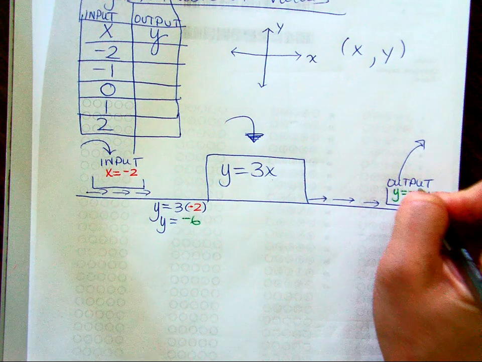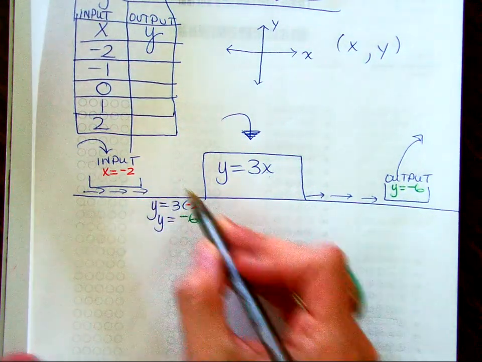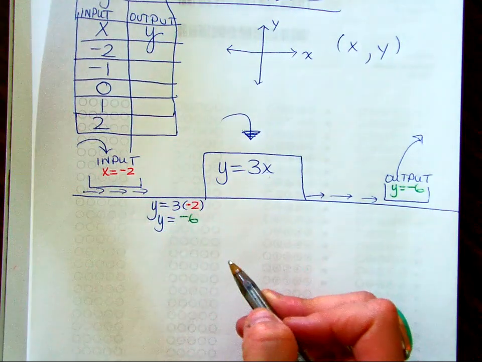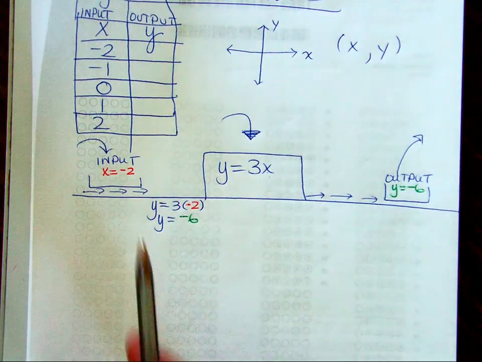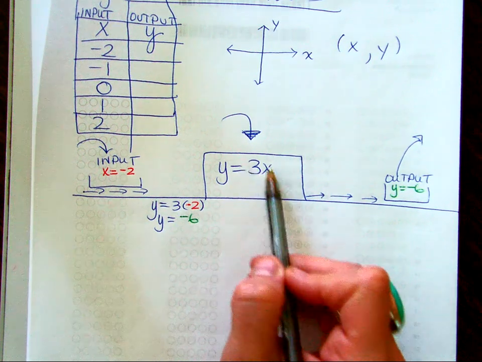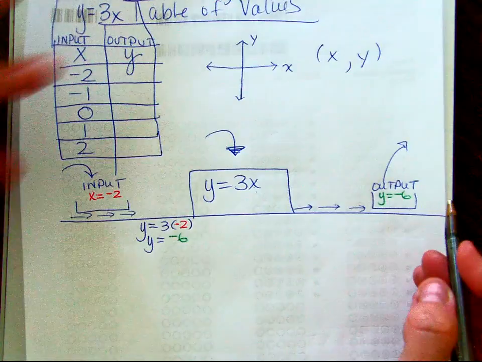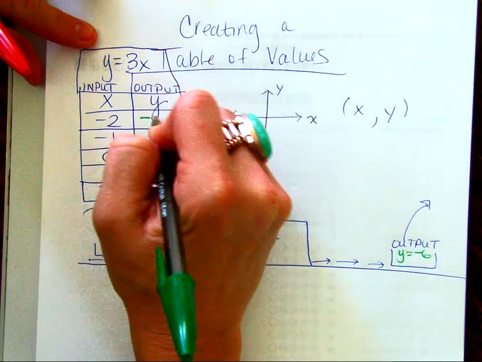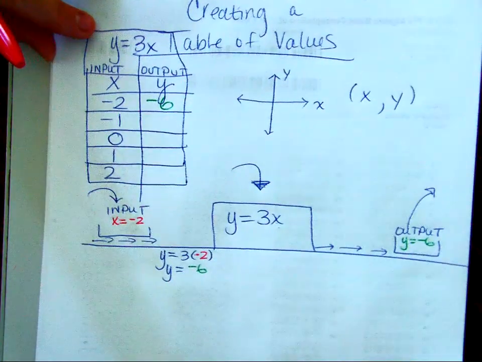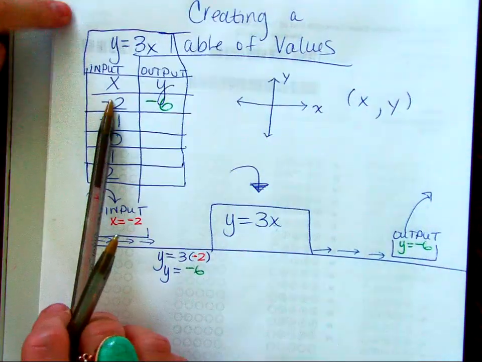I want you to just look at this right here. This box should have probably gone in there, so as to show your work. When I put in a -2, it got behind the curtain, it multiplied by a 3, and it spit out a -6. So we go up to our table, and when my input was -2, my output was -6.